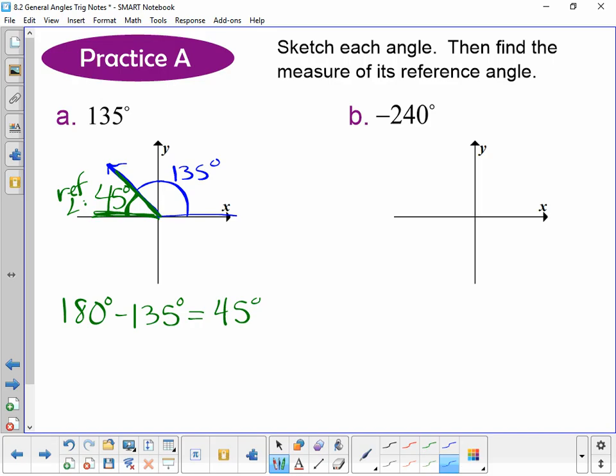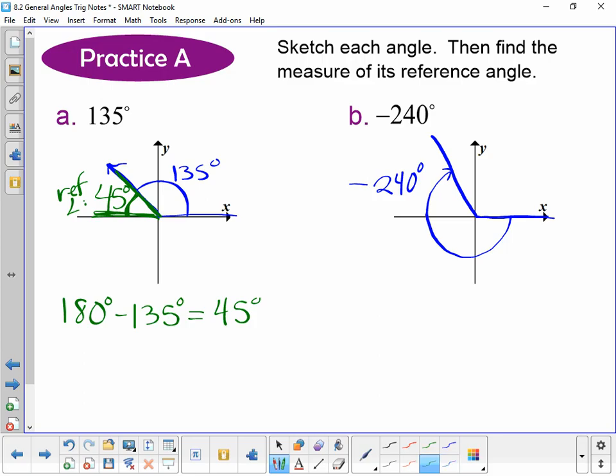Okay, one last one of these. We want to sketch the angle negative 240. So starting on our positive x-axis, that's our initial side. We're going to rotate in this direction. That's negative 90, negative 180. I need to go 60 more to get to 240 degrees in the negative direction.